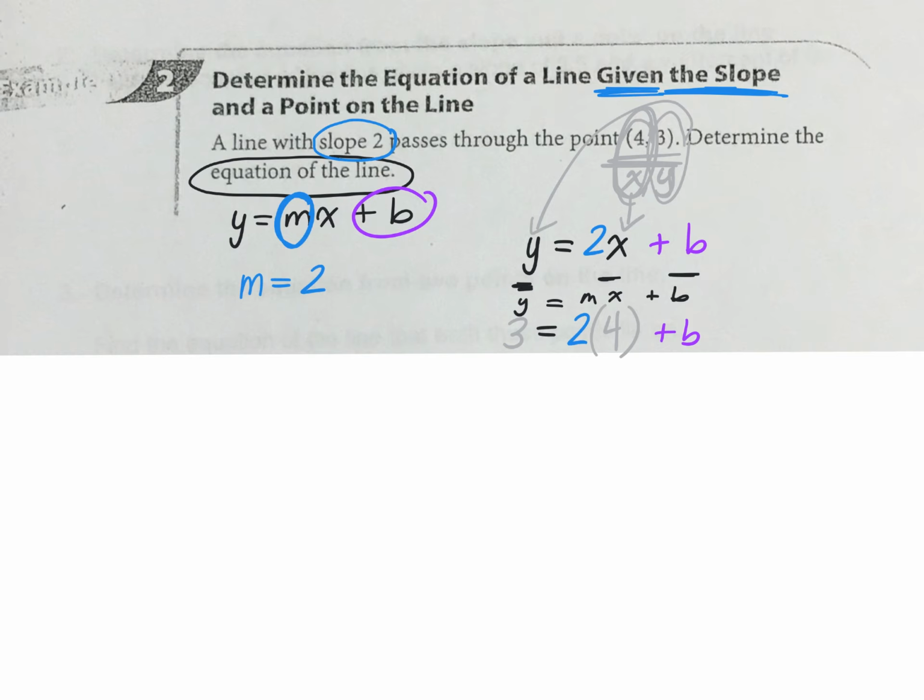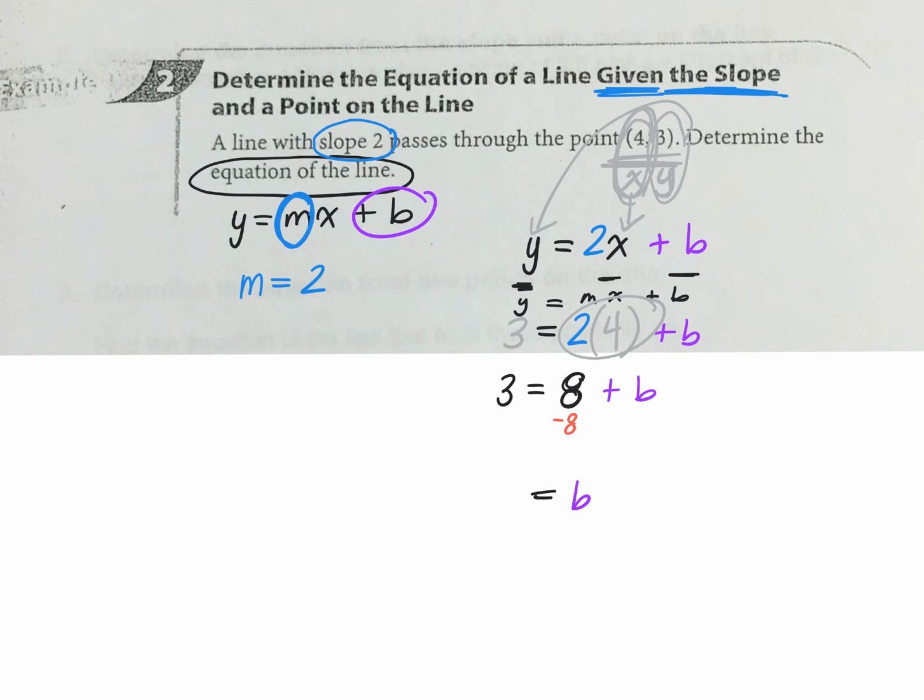Okay, so let's simplify this. 3 equals, can you tell me what 2 times 4 is? So 3 equals 8 plus b, right? How do I isolate b? I want to know what b is equal to. I want to get b by itself, right? So what's the opposite of this? How do I get rid of this 8? If I have 8 apples and I want to get rid of them, how do I get rid of them? Subtract, right? Remember this from grade 9?